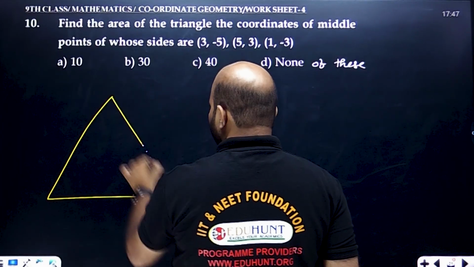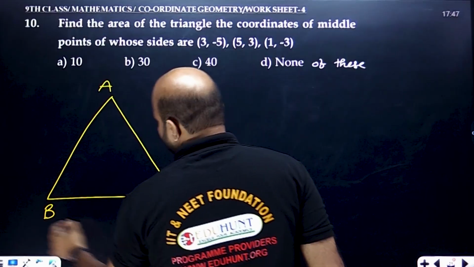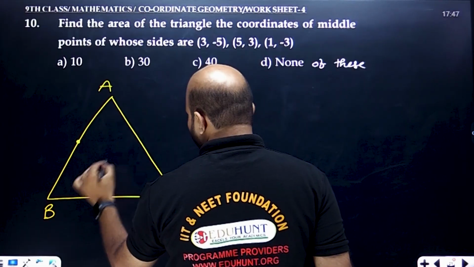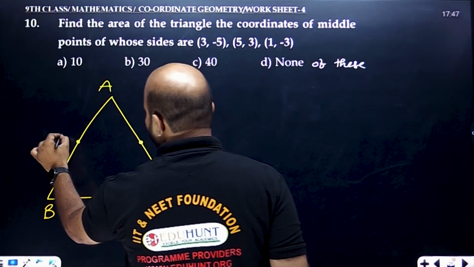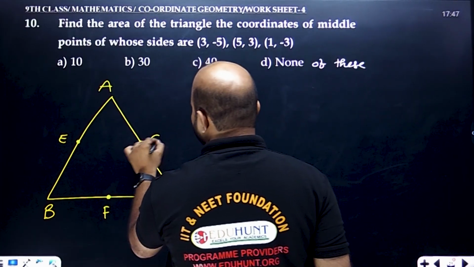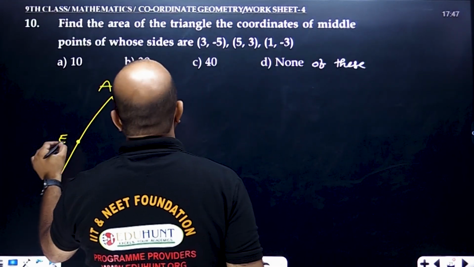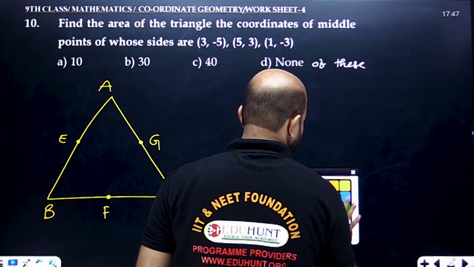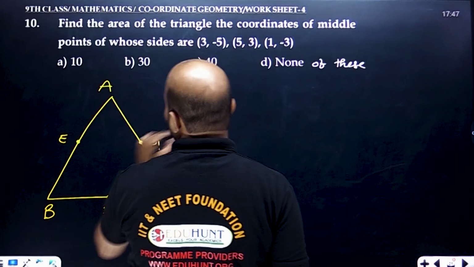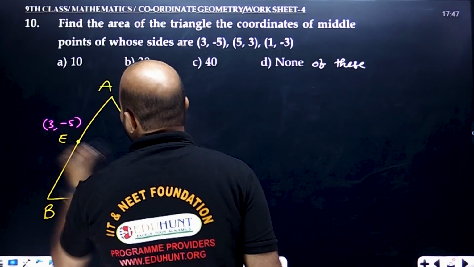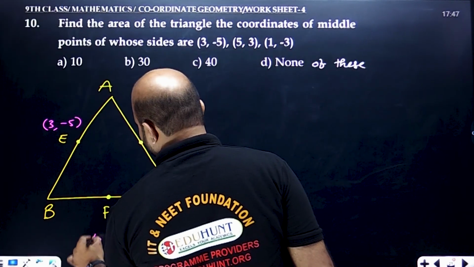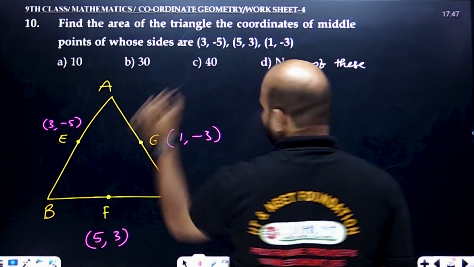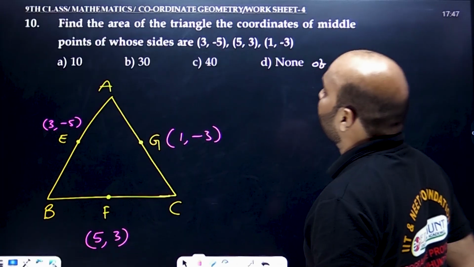So let us take ABC is a triangle. The midpoints given here are the midpoints of AB, BC and CA. Let me take them as E, F, G. The midpoints are already given: E coordinates are (3, -5), F coordinates are (5, 3) and G coordinates are (1, -3). This is the midpoints.